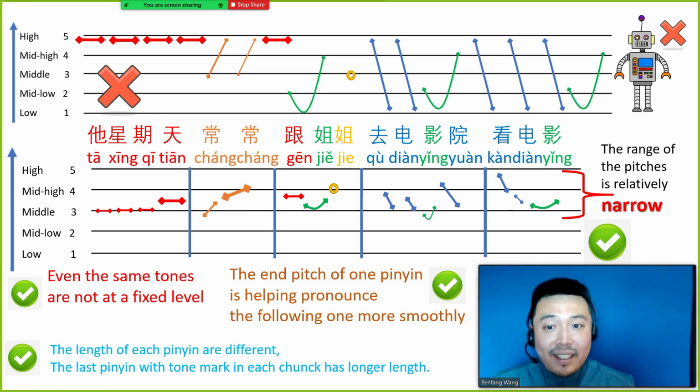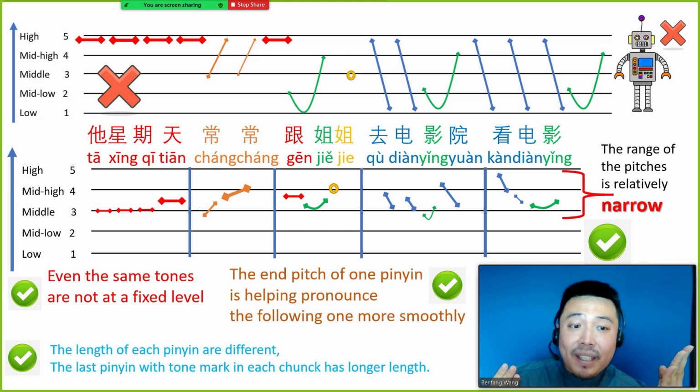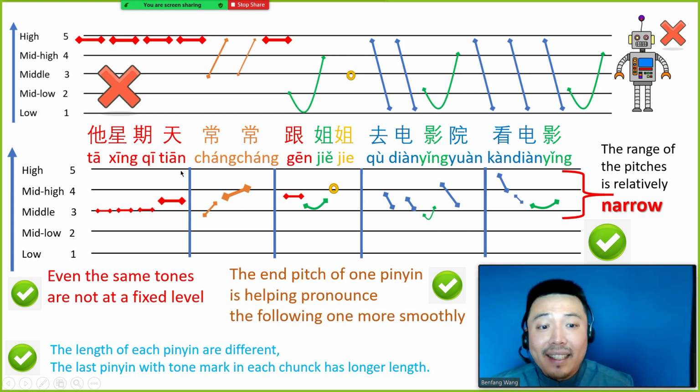The next observation is that the end pitch of the previous pinyin is helping the next pinyin to be pronounced more fluently. Therefore, as you can see, 长长, they are both second tone. Instead of giving a lot of effort to say 长长, in real life, the end of the first 长 will be the beginning of the second 长. So it will sound like 长长, 长长. It sounds more authentic and more fluent.